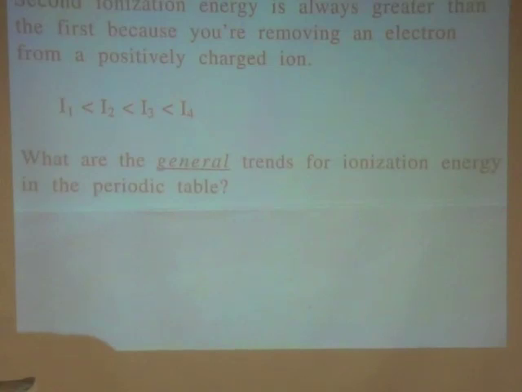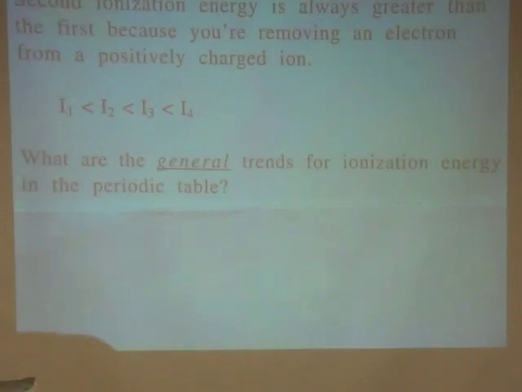Okay, so what you've got to keep in mind, you guys, is the greater the effective nuclear charge, the more difficult it is to pull an electron away from an atom, right? Because it's the attraction between the nucleus and the electrons that keeps them, quote-unquote, in orbit around the nucleus. So the greater the effective nuclear charge, the more difficult it is to pull away an electron, so the greater the ionization energy.